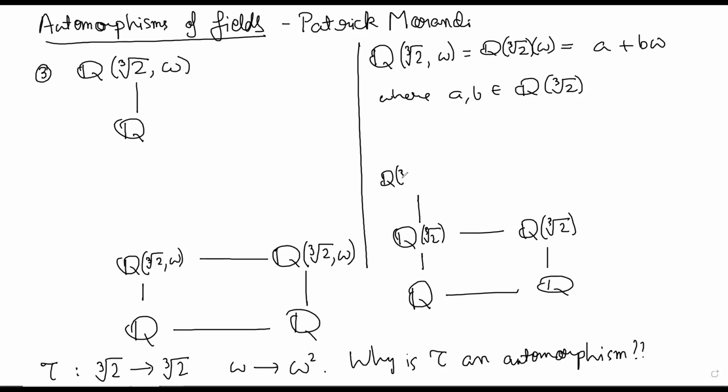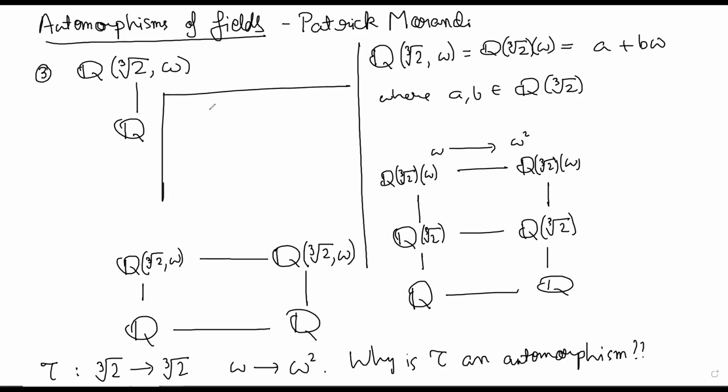Now the question is, you don't really have to look at the Q adjoint cube root of 2. That is just a K now, right? That is just a field. And then you have attached omega. So the question is, why is this an automorphism? So you see, this omega satisfies this polynomial x square plus x plus 1.